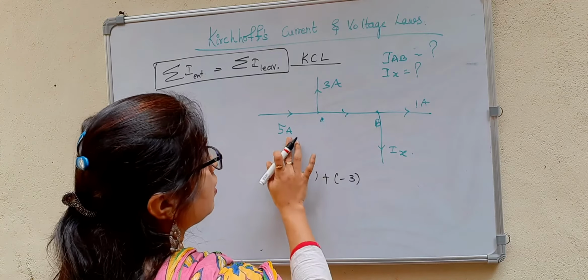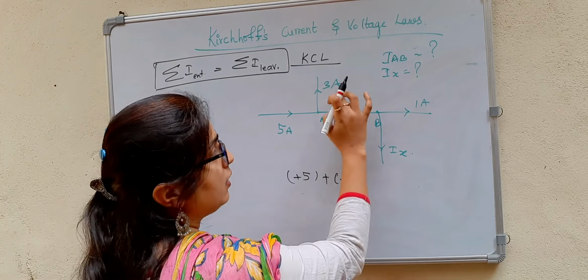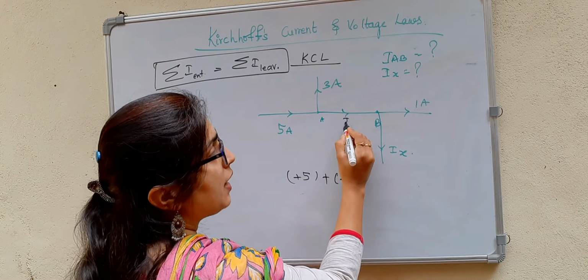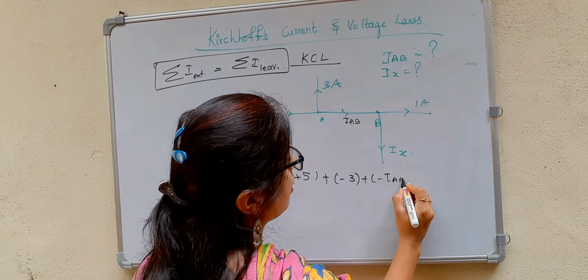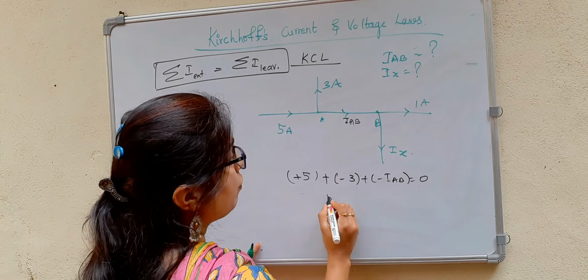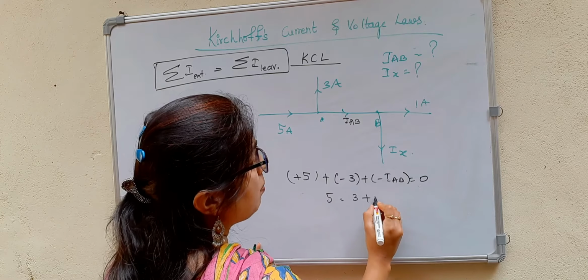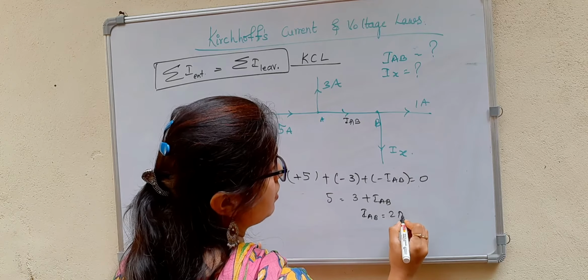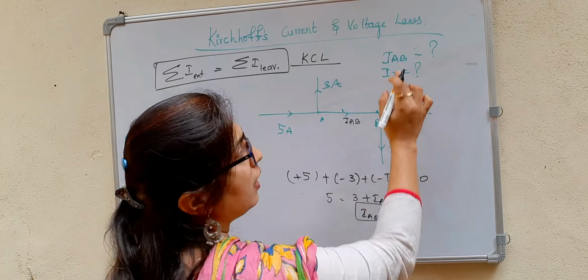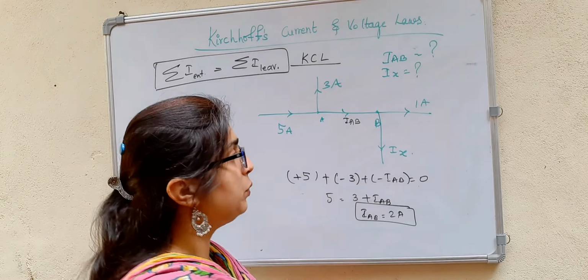So this is the current which is entering. This is the current leaving. So this IAB is nothing but the current leaving. So minus IAB is equal to 0. So 5 is equal to 3 plus IAB. So IAB will be equal to 2 amperes. So the branch current IAB will be equal to 2 amperes.